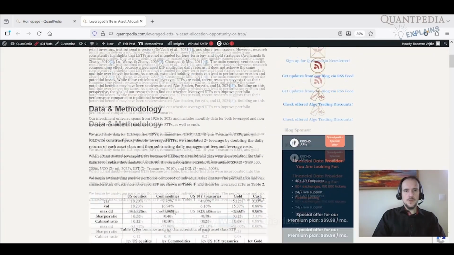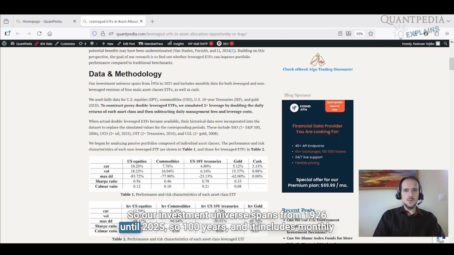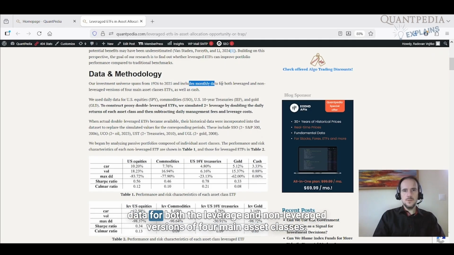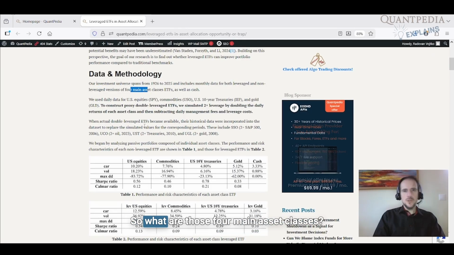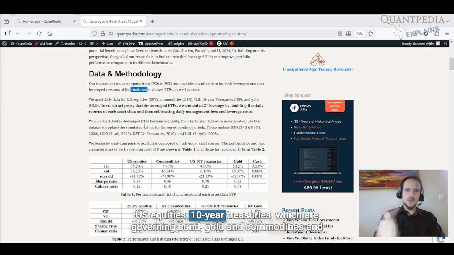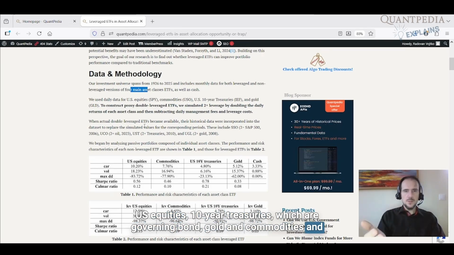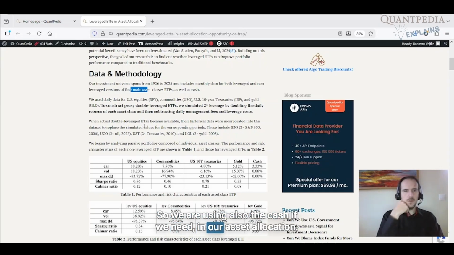Okay, so firstly, we found the data. Our investment universe spans from 1926 until 2025, so 100 years. It includes monthly data for both the leveraged and non-leveraged versions of four main asset classes. So what are those four main asset classes? US equities, 10-year treasuries, which are government bonds, gold and commodities, plus the fifth asset class, which is cash. So we are also using cash if we need it in our asset allocation.